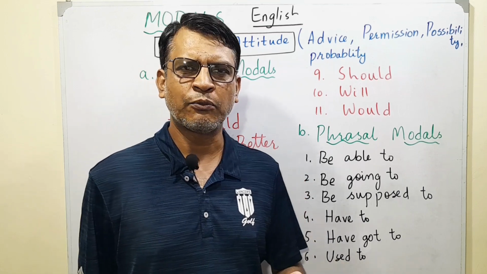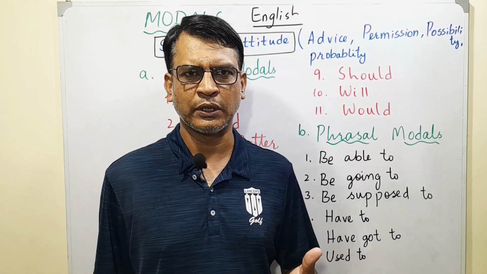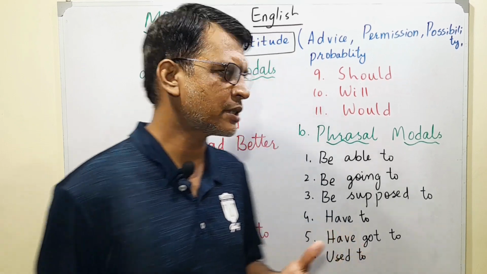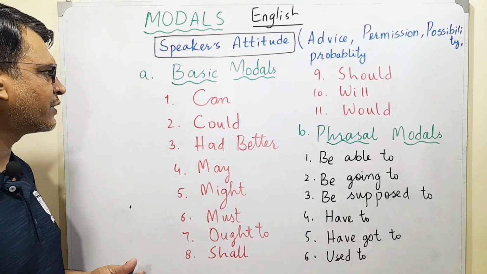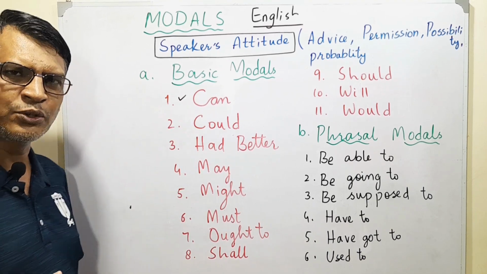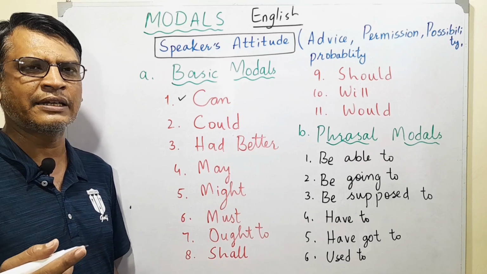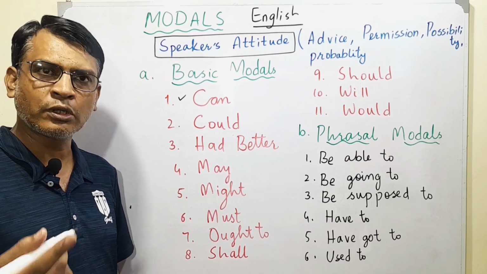We have two kinds of modals. There are some basic modals and there are some phrasal modals. What are basic modals? Let's see them. Well, the very first basic modal is can. Can is used as a modal to talk about various things. Actually, can is an ability. Can is also a permission.